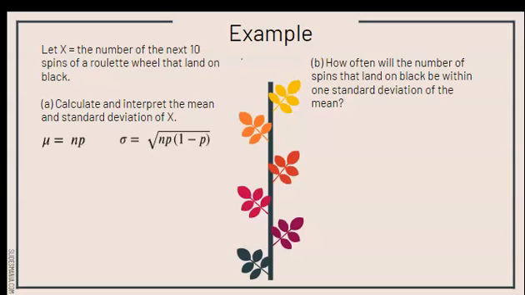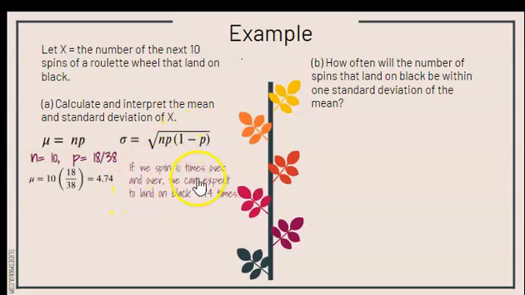Let's walk through an example. If x is the number of the next 10 spins of a roulette wheel that land on black, calculate and interpret the mean and the standard deviation of x. There are our formulas. So the mean would be where n is 10, and the probability of success is 18 out of 38. For the mean, I'm just going to multiply these, and I get 4.74. When I interpret this, I would say if we spin 10 times over and over, that's the repetition, we can expect to land on black 4.74 times.